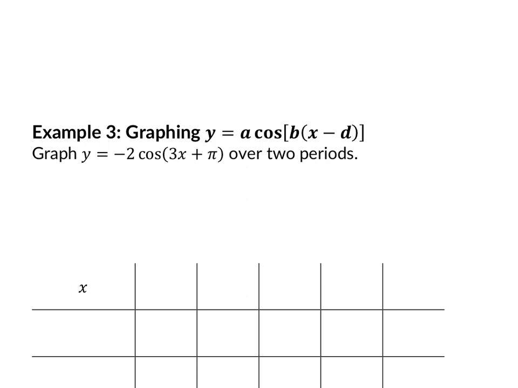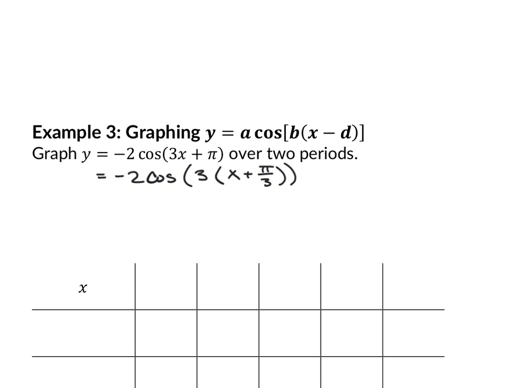So if I rewrite this function, seeing the double parentheses here, it would be like I'm factoring out the number 3. And when I factor out the number 3, 3x divided by 3 is x. That's what we want, the x to be by itself. And pi divided by 3 is simply that, pi divided by 3.